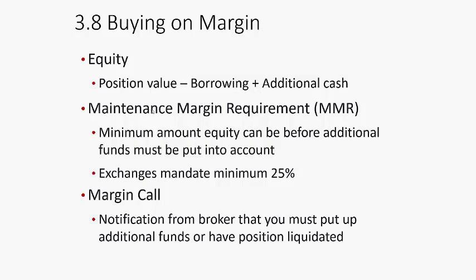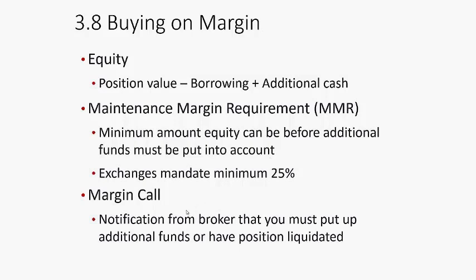Importantly, we have the maintenance margin requirement. This is the minimum amount of equity there can be before additional funds must be put into the account. The stock is going to fluctuate. So let's say there's a fluctuation downward, and your broker decides, look, you must have $10,000 in equity. That's the minimum. You must always have $10,000 in your position value. If you don't have that, you may be in violation of your maintenance margin requirement.